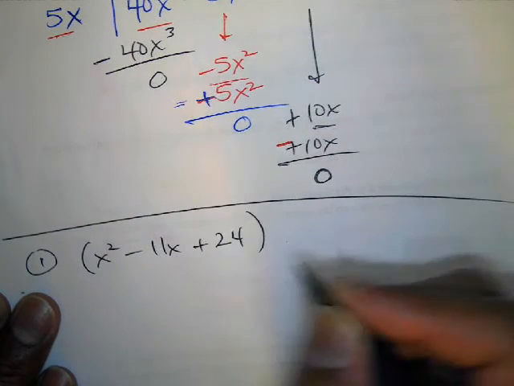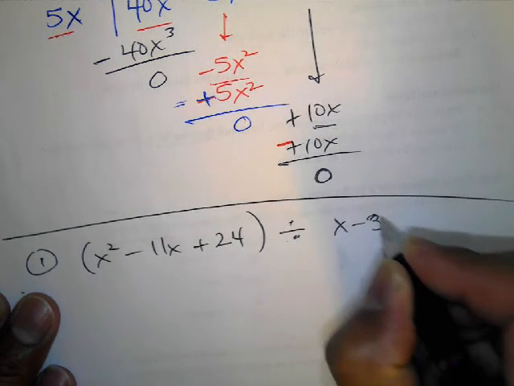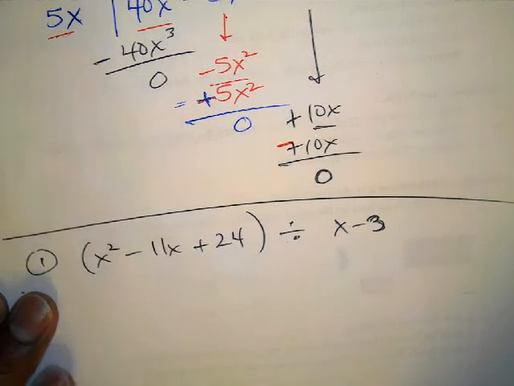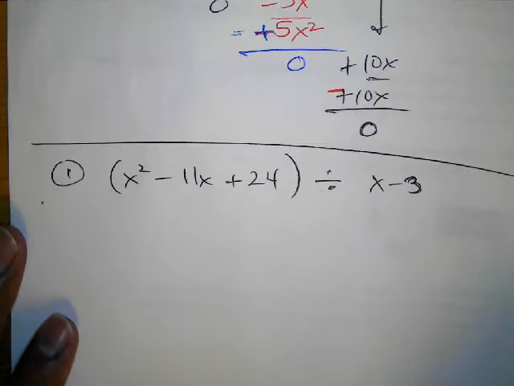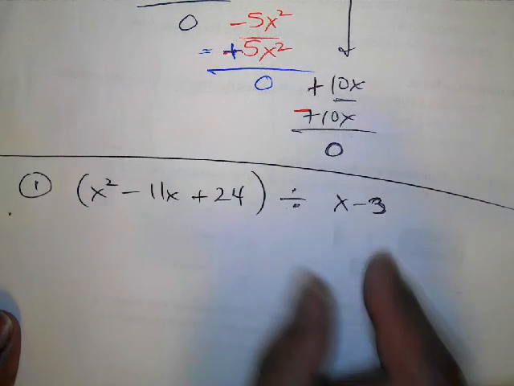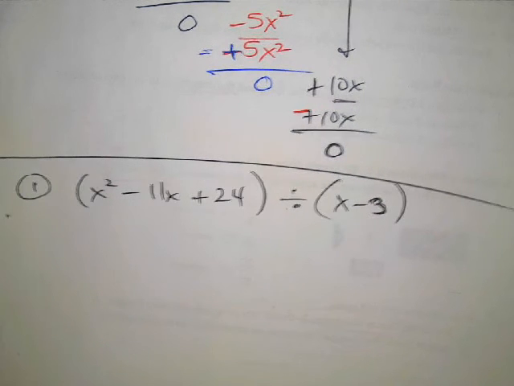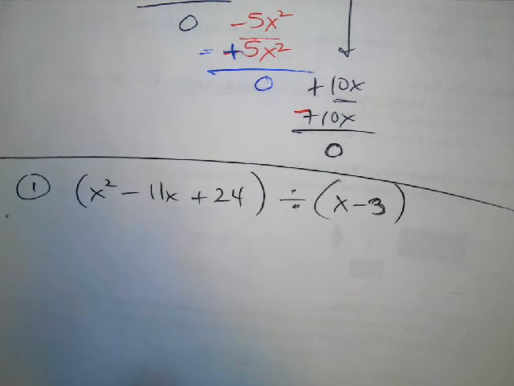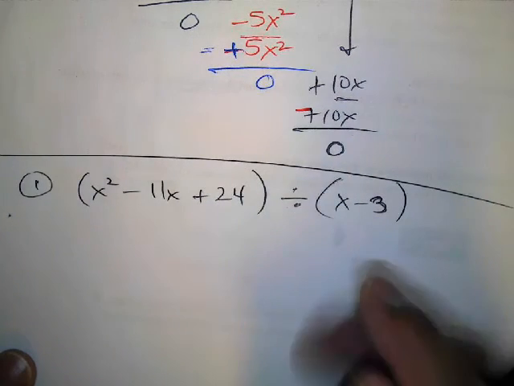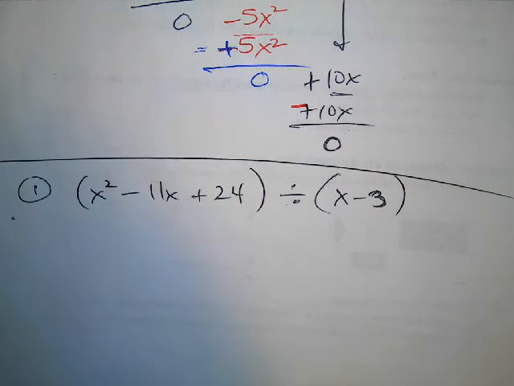So let's call this one number 1. X squared minus 11x plus 24 divided by x minus 3. For sure they'll put a parentheses on this one. Sometimes they will, and sometimes they will not put it on this one, but I will, right? It looks like it's fancier or something more difficult, but it's not. It's a division problem. Polynomials, and you're dividing. That's what we're doing.